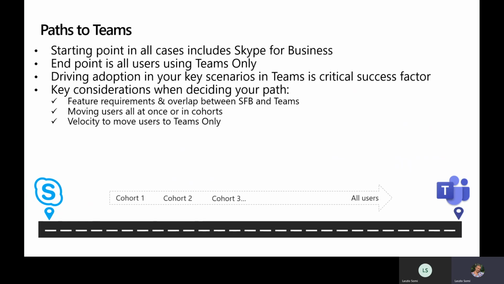Some key considerations: picking your path, the feature requirements, overlapping capabilities, or select capabilities method. You have to make a decision, you're going to move all users at once or in cohorts. We talked about the ramifications of triggering interop scenarios when some users in your organization are using Teams only while others are still in Skype for Business, and what those look like. You need to make a decision around how fast you're going to move your organization from Skype for Business to Teams.